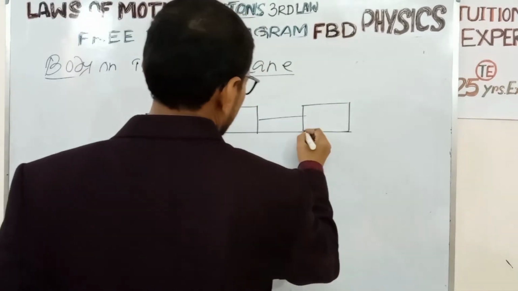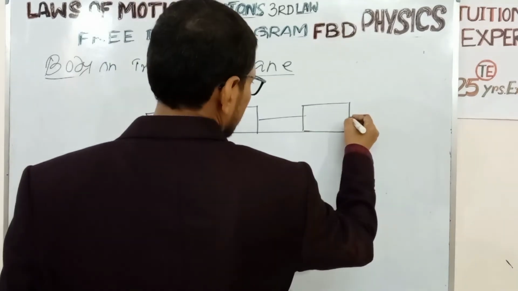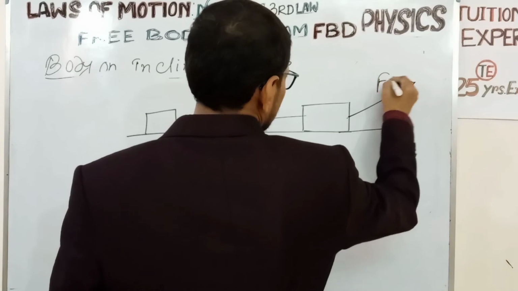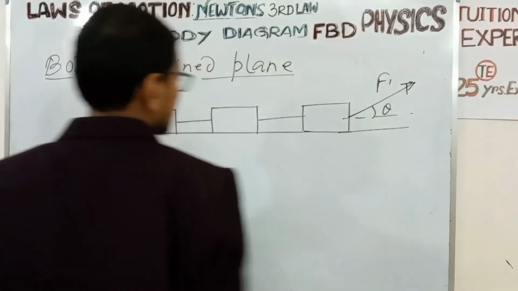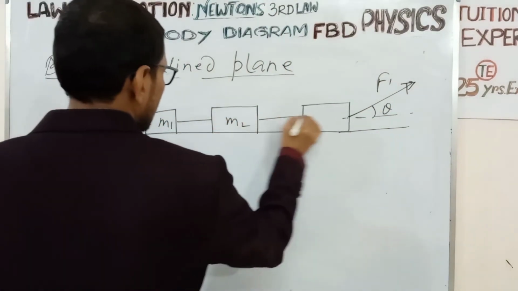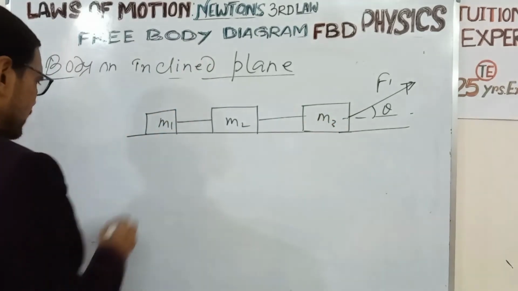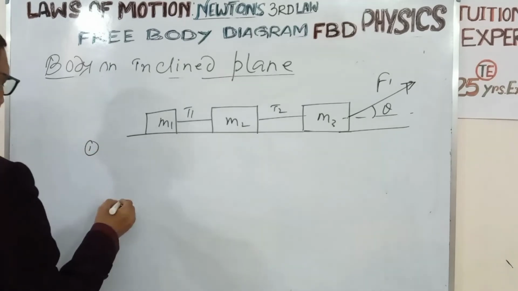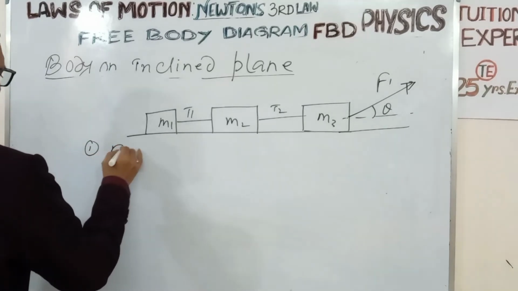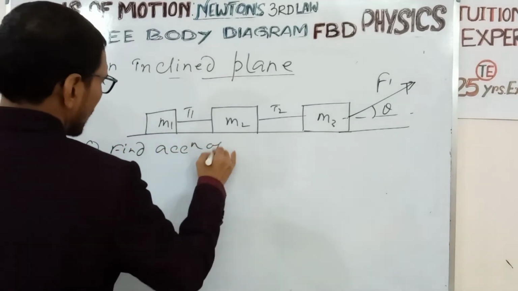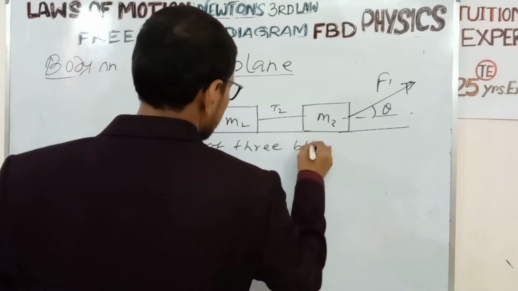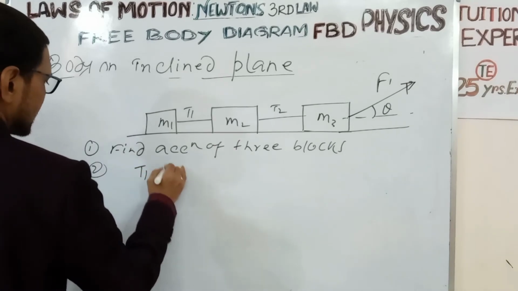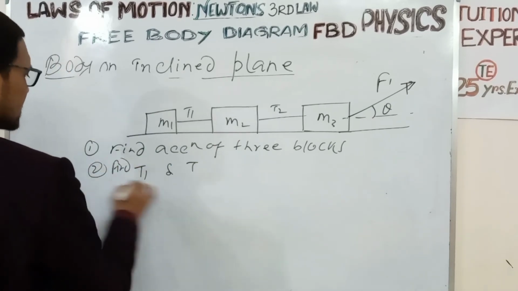Different blocks are present here, and a person pulls with a force at an angle theta. This is block M1, M2, M3. Now find T1, T2 and the acceleration of the whole system of three blocks. Find the acceleration of the three blocks and the tensions T1 and T2.